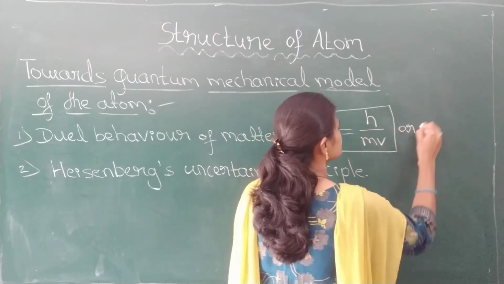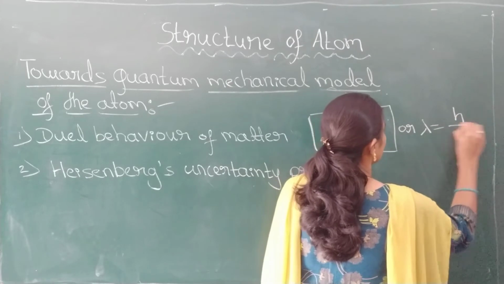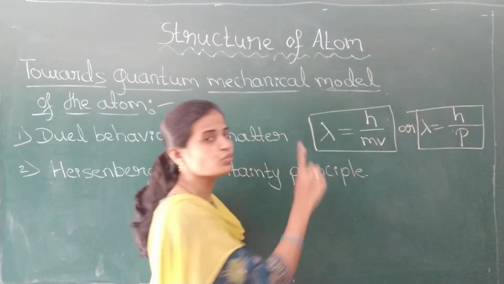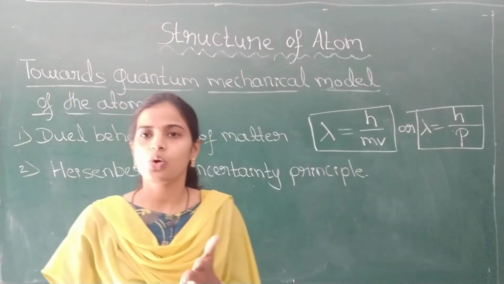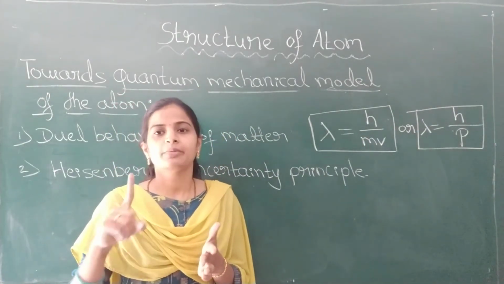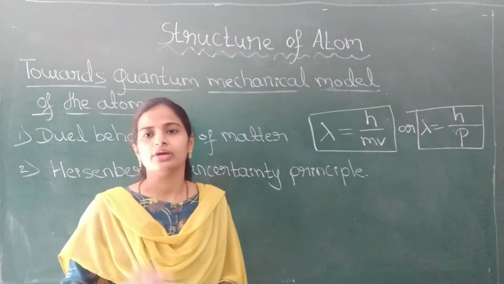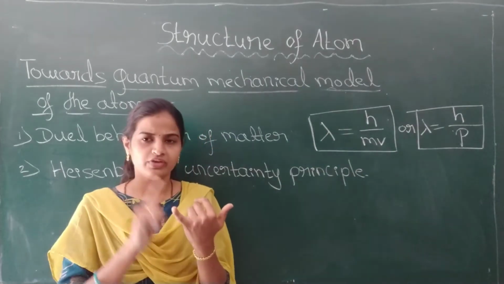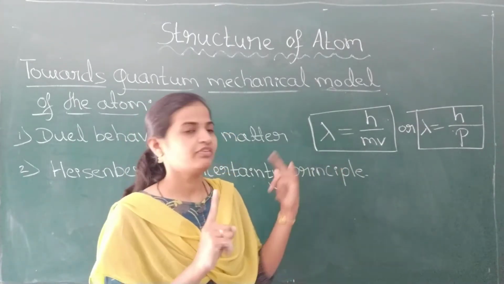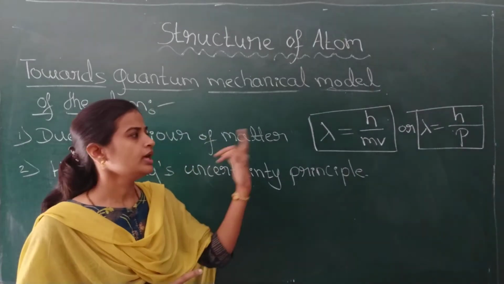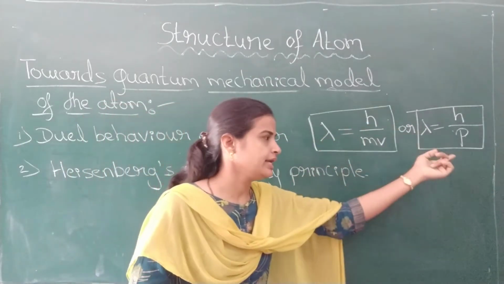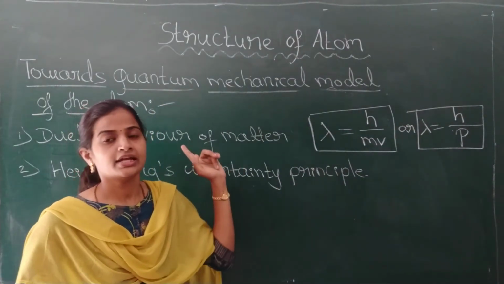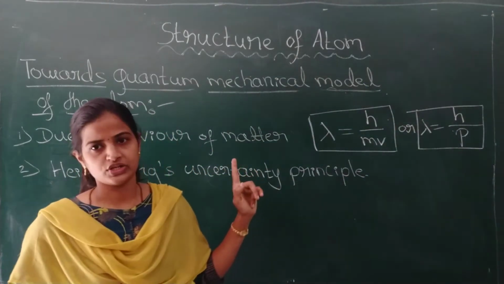Mass into velocity is nothing but what? Momentum. This is well known as de Broglie equation. He told that light and the matter, that is electron, can also show the dual behavior, and when it has a dual behavior, it should have the wavelength as well as momentum. Therefore, the relation between the wavelength and momentum of the electron was given by the scientist de Broglie, and it is well known as de Broglie's equation.